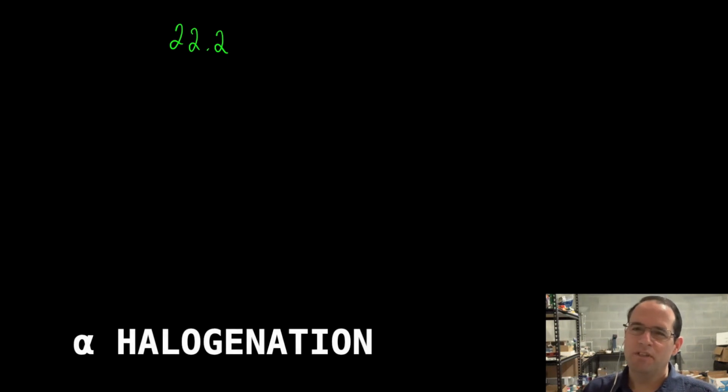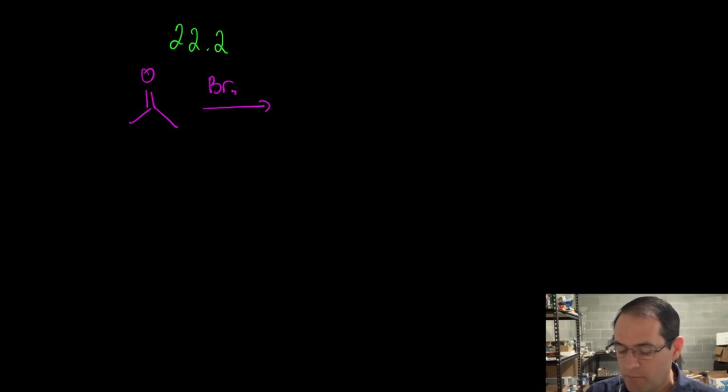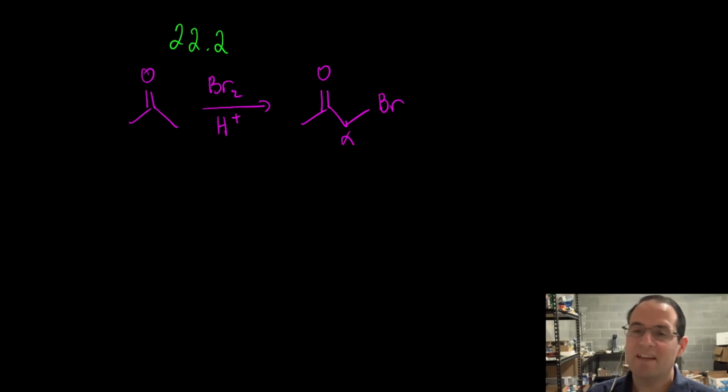Section 22.2 talks about the alpha-bromination reaction. And this is a pretty simple, straightforward reaction. If you have a ketone and you treat this with bromine with H+ catalyst, you form a product that replaces a hydrogen with a halogen at the alpha carbon.